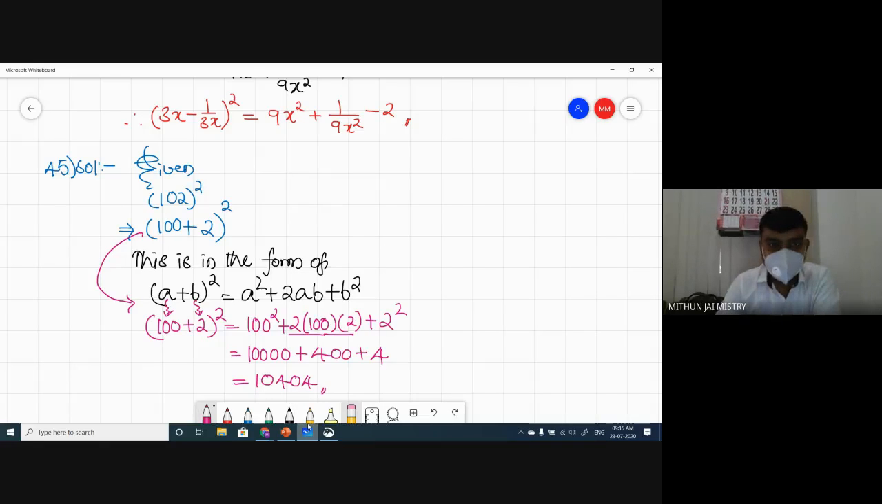You may think, sir, 102 whole square is easier to do directly. 102 into 102, if you do it like this, you will get the same answer, 10,404 only. But there you need to multiply 3 times, and here we are using the identity. Please take a screenshot, children, and tell me done.